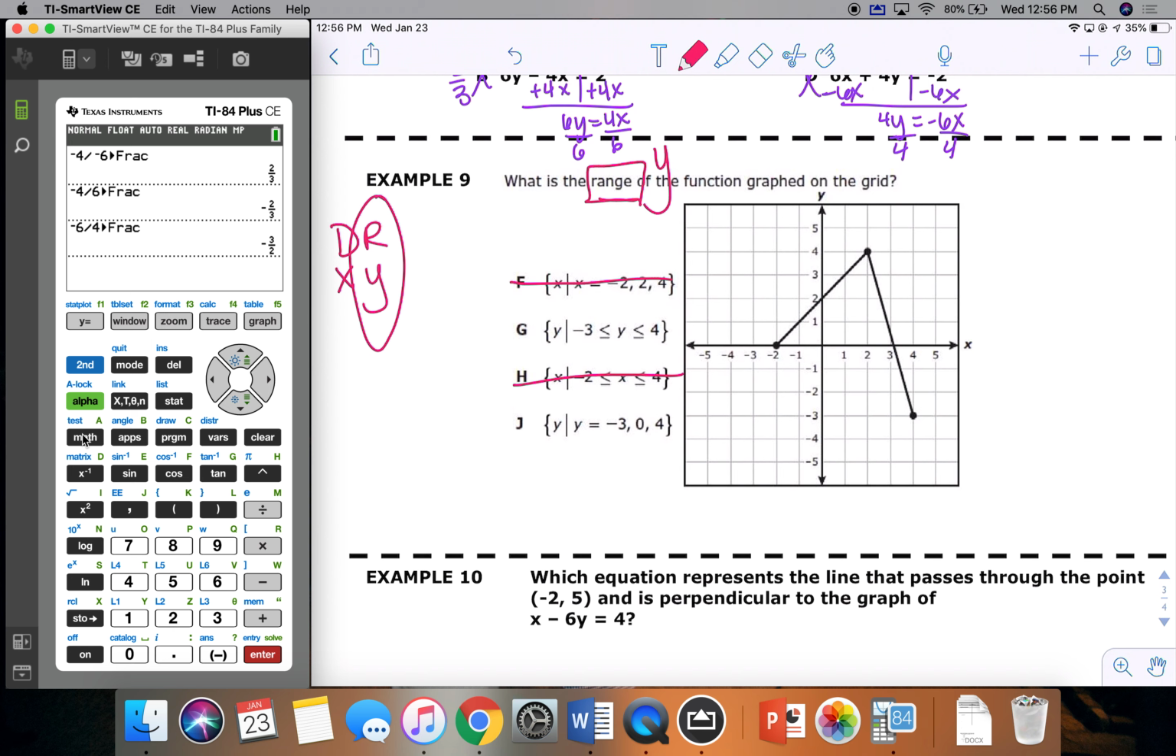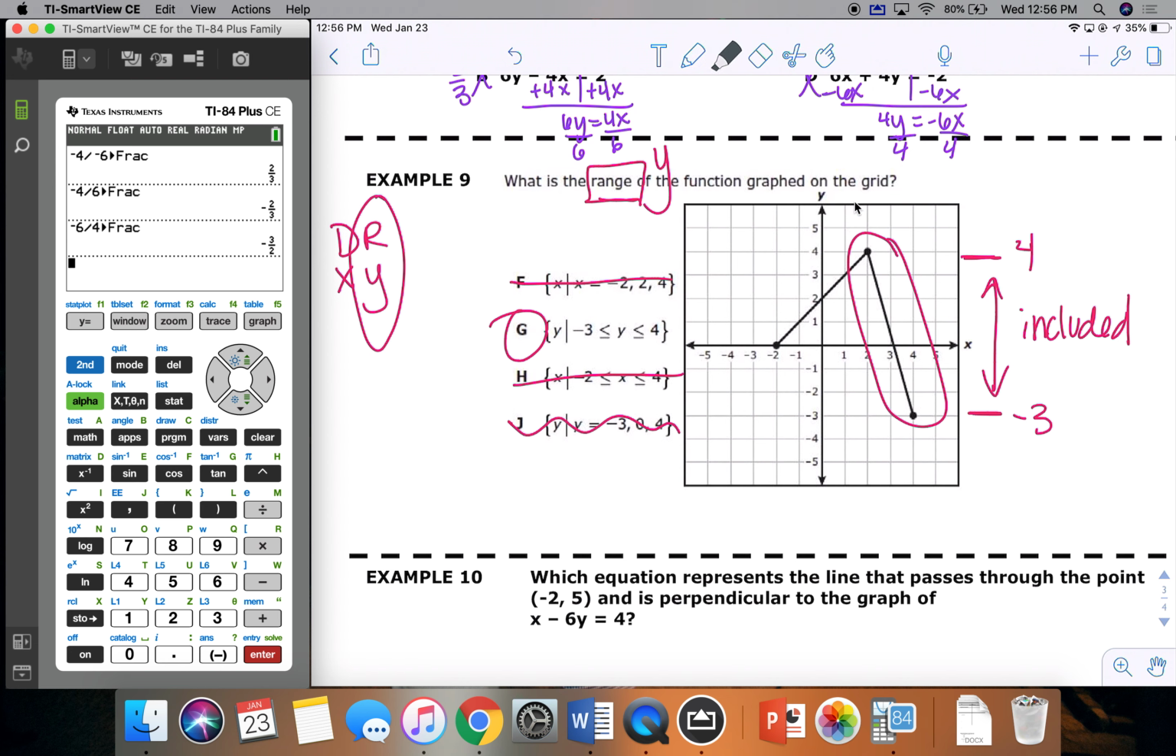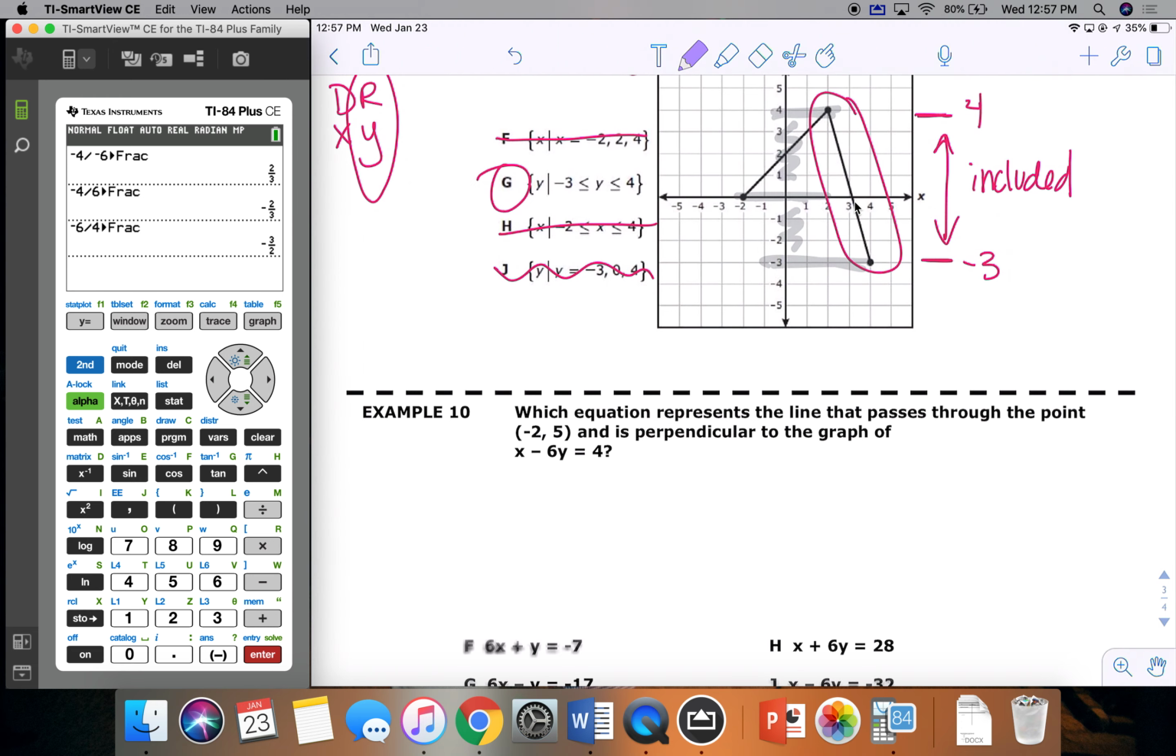So range is my y's. I go all the way to the bottom, which is -3, all the way to 4. And because this is a line, everything in between is going to be included. Answer choice J is not possible because it does not include all of those pieces. Answer choice J says it's -4, 0, and 4, 0, and -3, and does not include anything in between these two spots. So J could not be my correct answer.